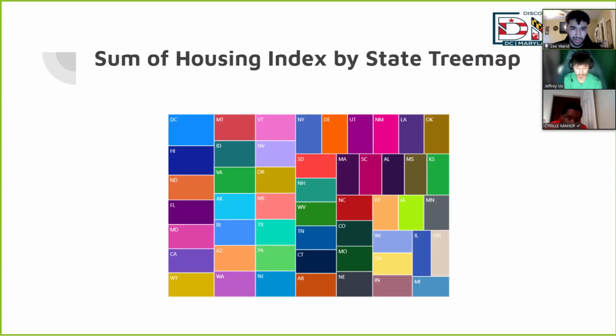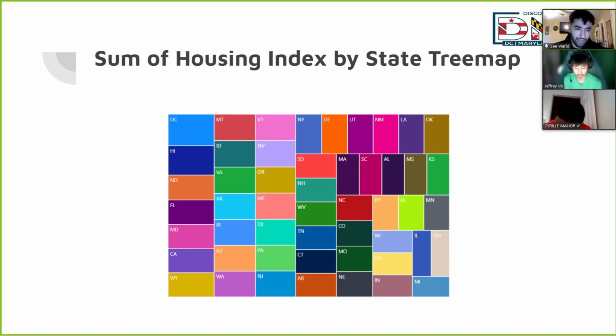So, as we see here in front of us, we have a tree map displaying the housing index by state. If we look at the top left corner, we have Washington, D.C., and on the bottom right corner, we have Michigan. So DC being at the top left-hand corner indicates that it has the highest housing price index out of all of these states. And Michigan being on the bottom right corner indicates that it has the lowest housing index by state.